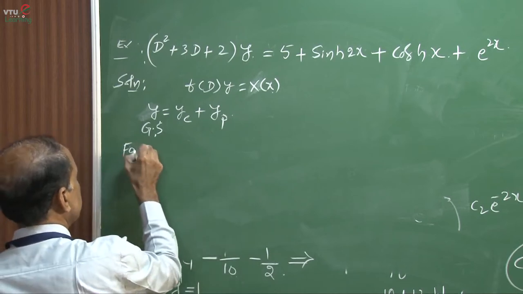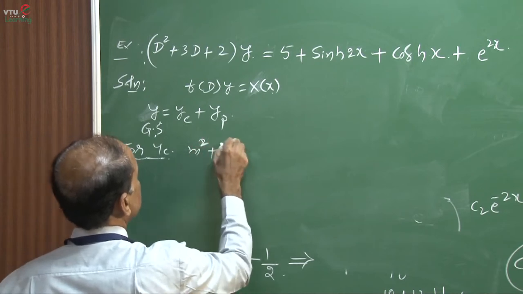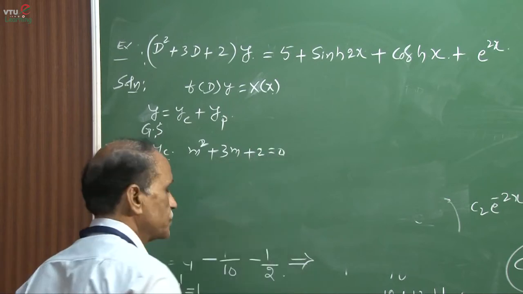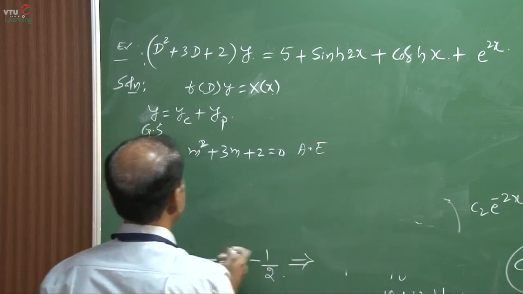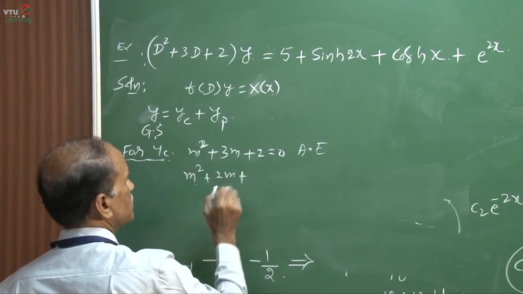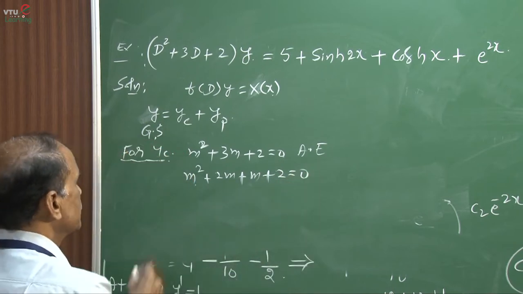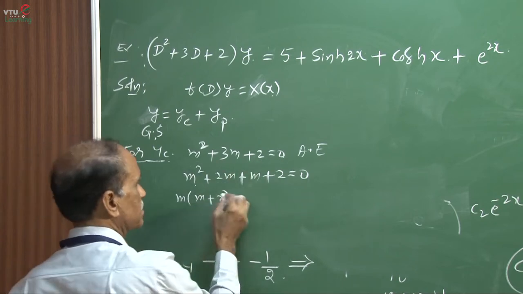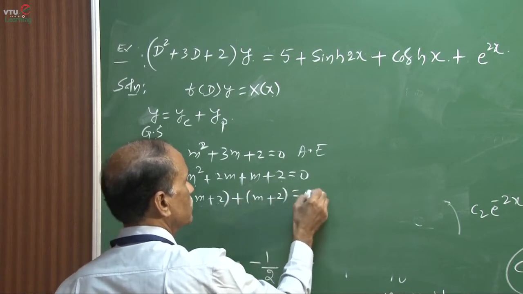Then for yc we can write m square plus 3m plus 2 equal to 0, this is called the auxiliary equation. So from this you can write m square plus 2m plus m plus 2 equal to 0, that means m into m plus 2, 2 and 1 are the factors, m plus 2 and here also plus m plus 2 equal to 0.